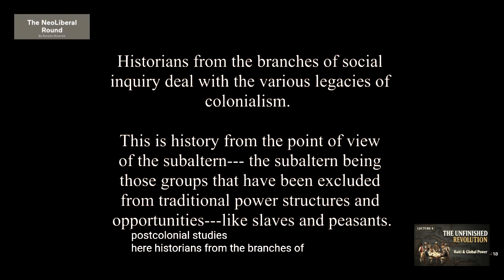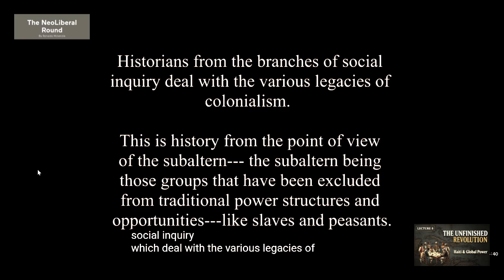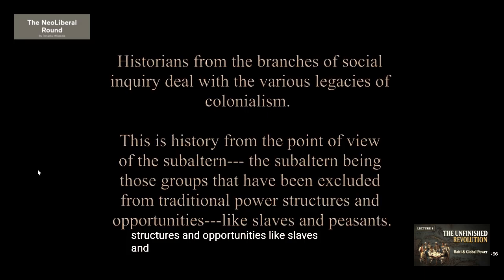Here, historians from the branches of social inquiry, which deal with the various legacies of the colonial period, write history from the point of view of the subalterns, being those groups that have been excluded from traditional power structures and opportunities, like slaves and peasants.